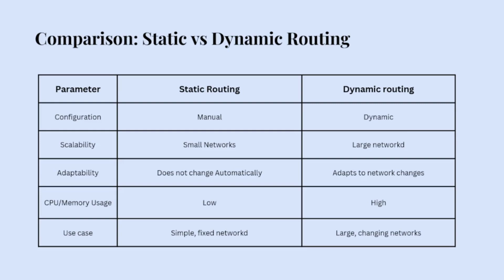Then, regarding adaptability, static routing does not change automatically. However, dynamic routing does adapt to network changes automatically. Then static routing has low CPU usage since it does not require continuous updates. However, dynamic routing requires higher resources due to constant network monitoring and updates. Then the use case for static routing is best for simple or fixed networks with minimal changes. However, dynamic routing is suitable for large and frequently changing networks.